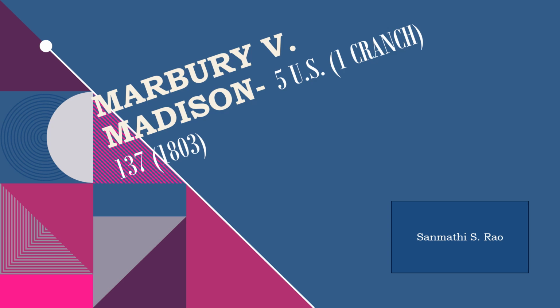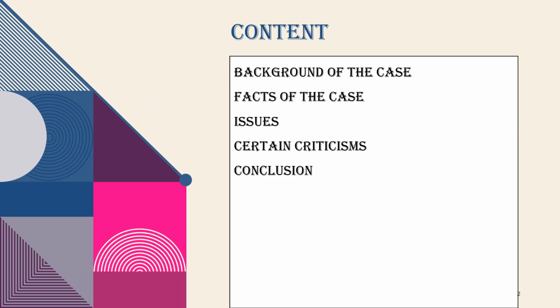We are familiar with the separation of powers by Montesquieu, where there are three branches of the government. First is the legislature, which makes the law; the executive, which implements the law; and the judiciary, which interprets the law. Let us see how the decision rendered by the judiciary made it on par with the other two branches of the government. This will be my content.